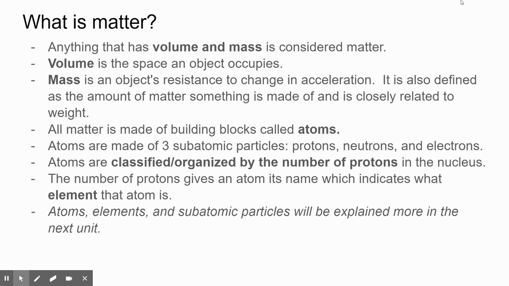You can think of mass as anything that takes energy to move, anything where, if you want to change its velocity, change where it currently is, in any direction, you need energy to move it. You need force. So anything that requires force to move is considered mass. So if it has mass and it has volume, it is considered matter.